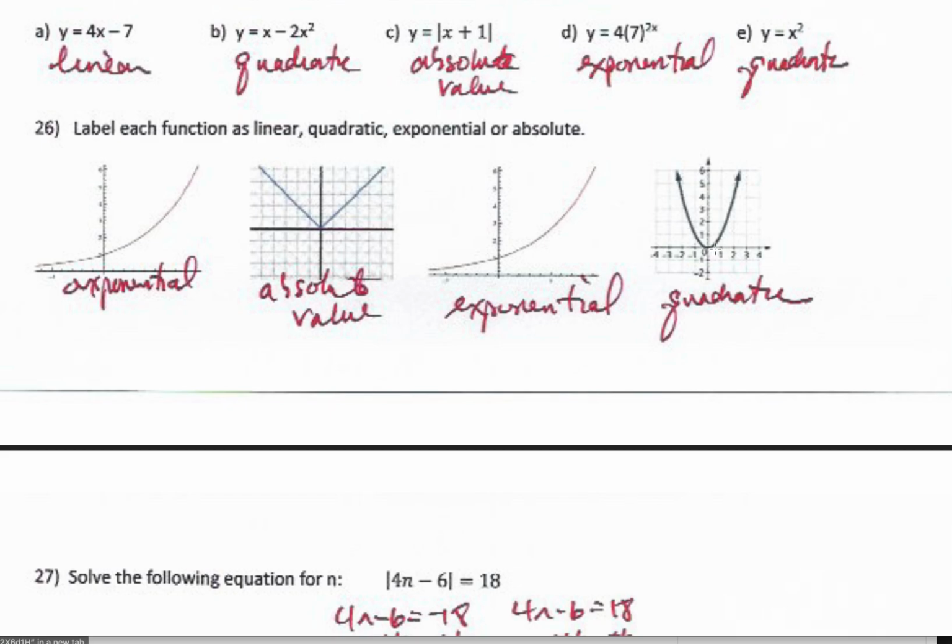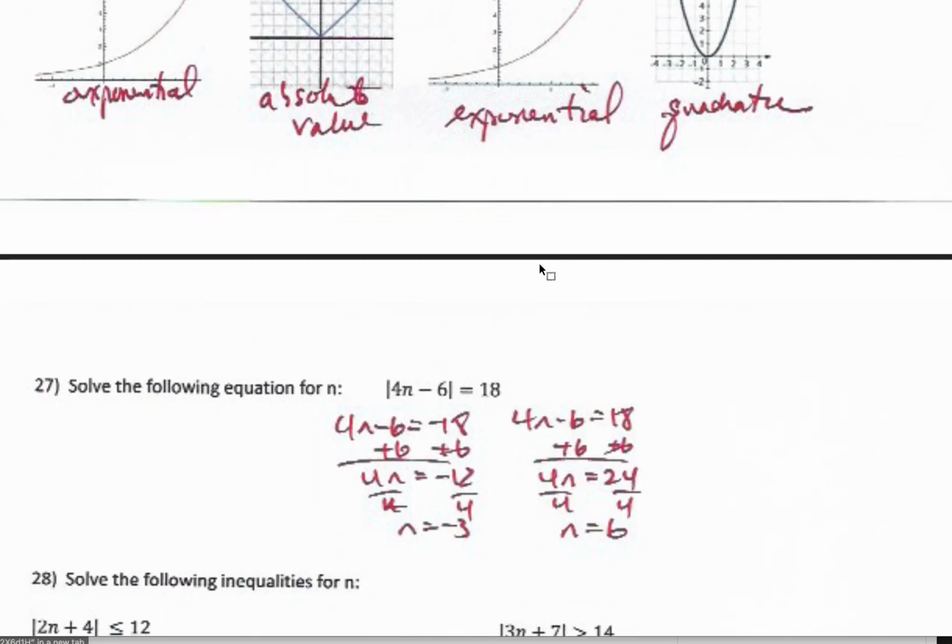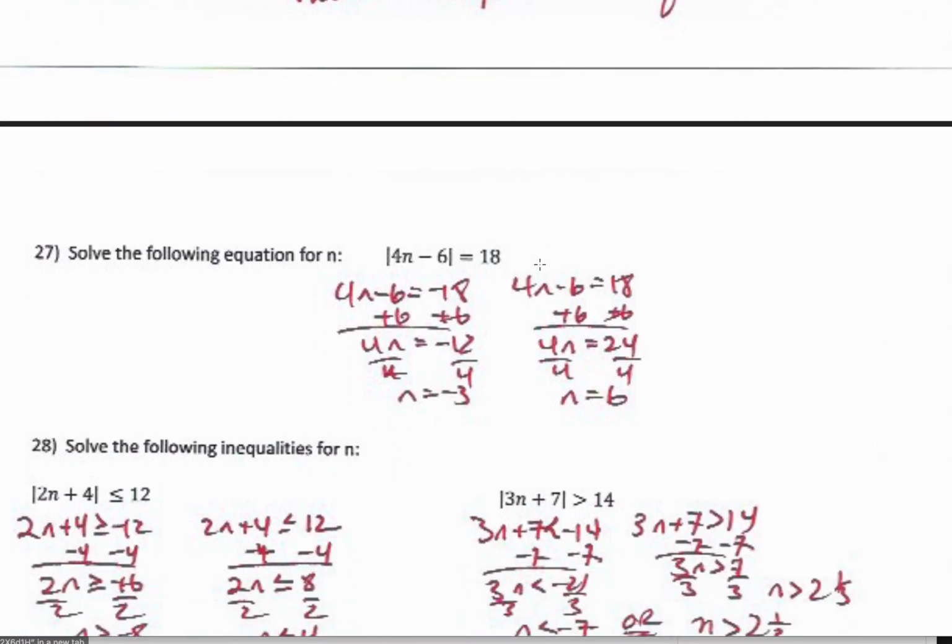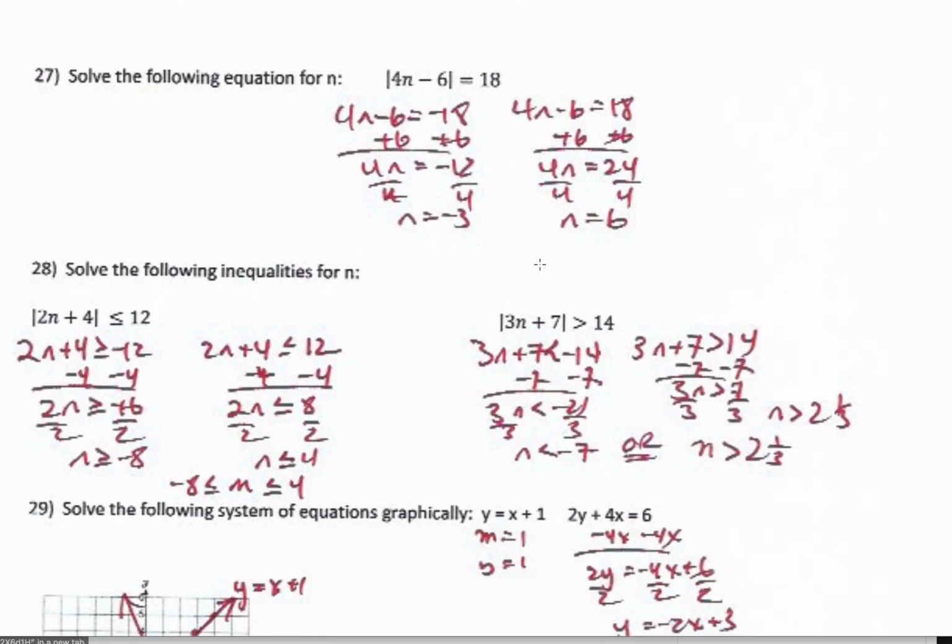Okay, so quadratic is a gentle curving U. And absolute value makes a V. And here's another exponential curve. Okay? All right, number 27, solve the following equation for n.